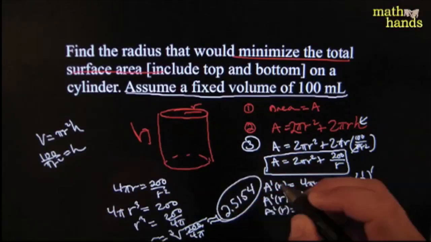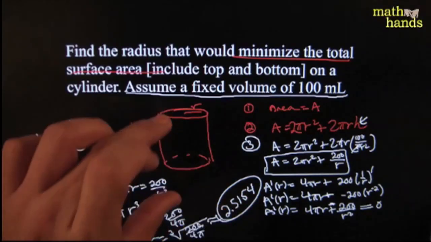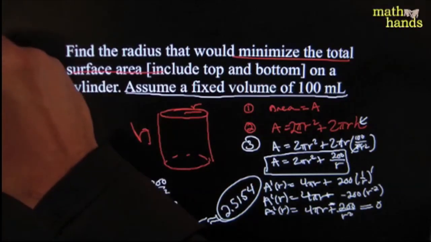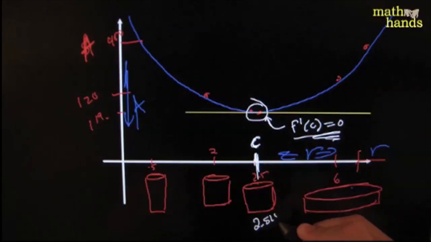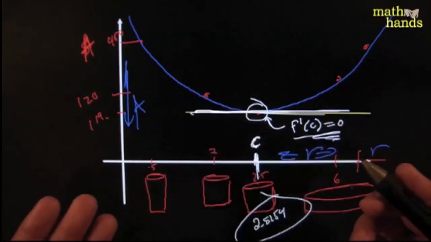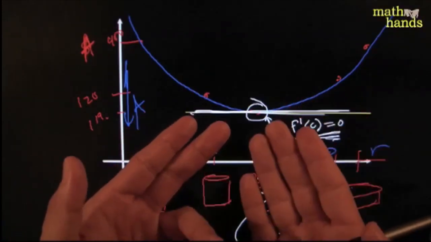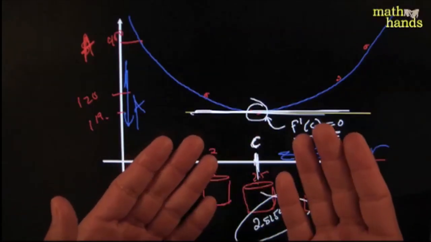What in the world did we just figure out? We found out that if your radius is 2.5154 centimeters, you've got a critical point, which means what? Right here, that number should be 2.5154. At that point, your tangent slope is 0. Now, based on the picture and based on our little experiments before, that should be a minimum. But how would you check that carefully?